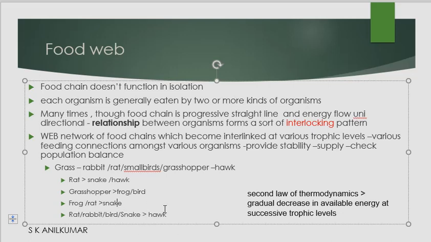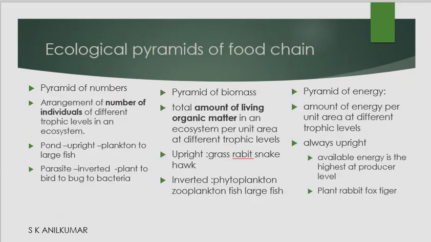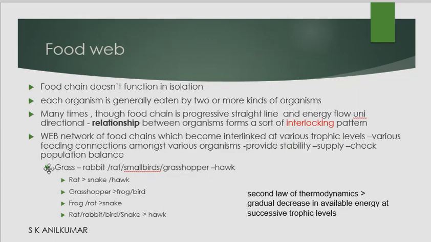So when this happens, when different organisms eat organisms from different levels, and when there is an interlocking relationship between the organisms in the way one or more is eaten by one or more, there is a loss of energy also. So there is a law of thermodynamics. Thermo is heat, thermodynamics is the effects of heat. There is a gradual decrease in the available energy at successive trophic levels. That means what? The grass gives some sort of energy to the rabbit, but the rabbit does not give the same amount of energy to the hawk.